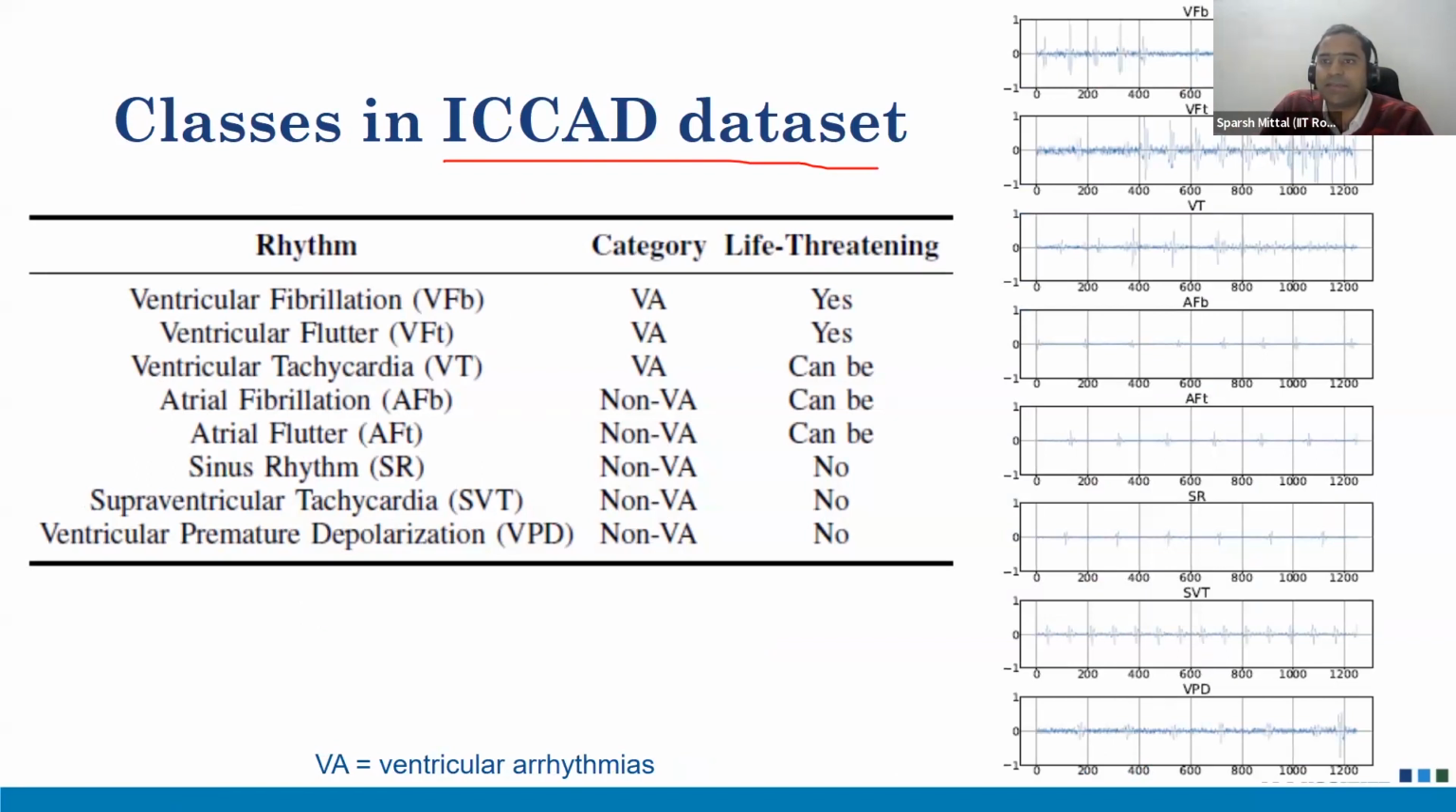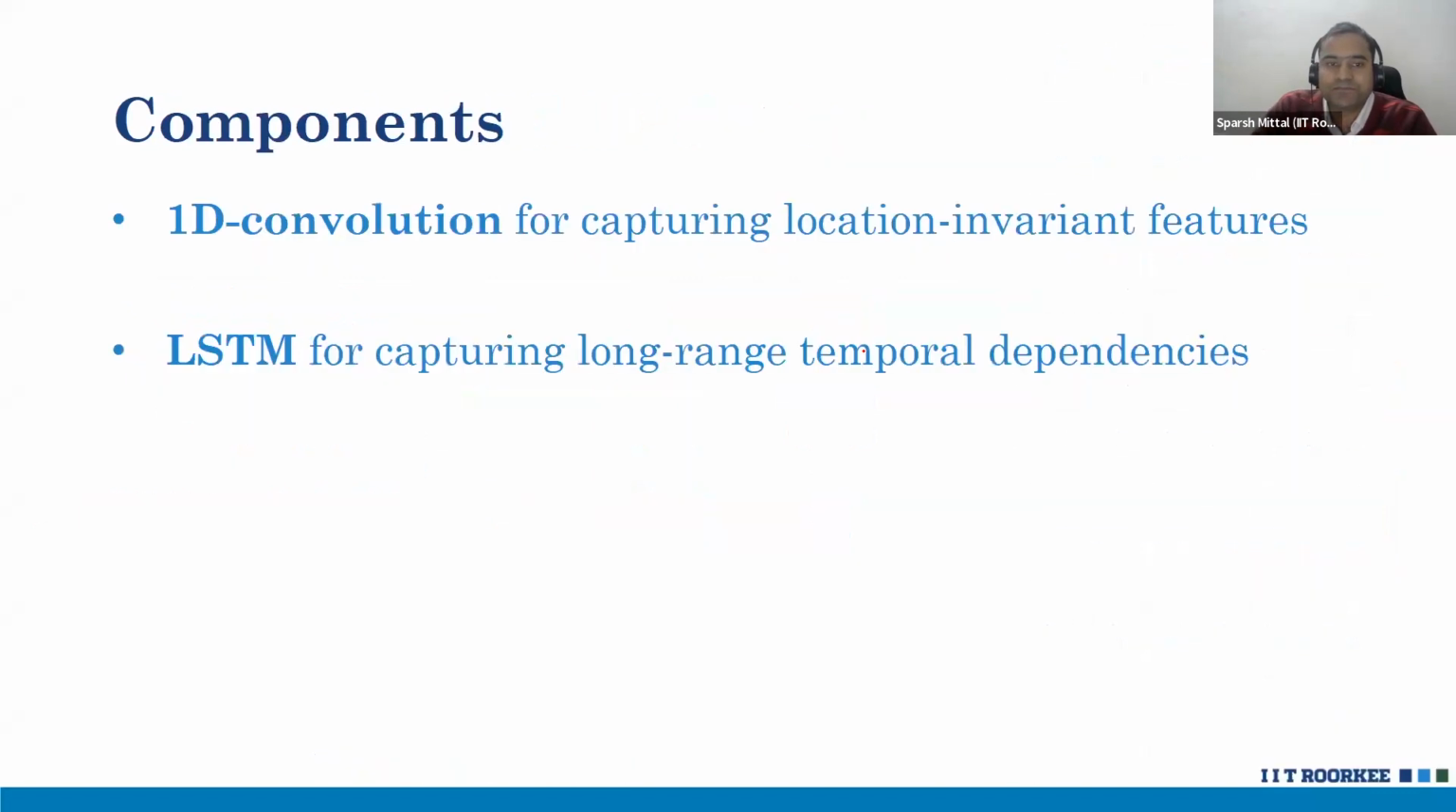So this is, for example, VFB, VFT, SVT, VPD, and so on. You can see that probably for a human it may not be so easy to detect, especially for example these three, which are quite similar to my eyes, and some of them are life-threatening, some of them are not. So we have to differentiate between them. We should be able to identify these life-threatening rhythm classes as early as possible.